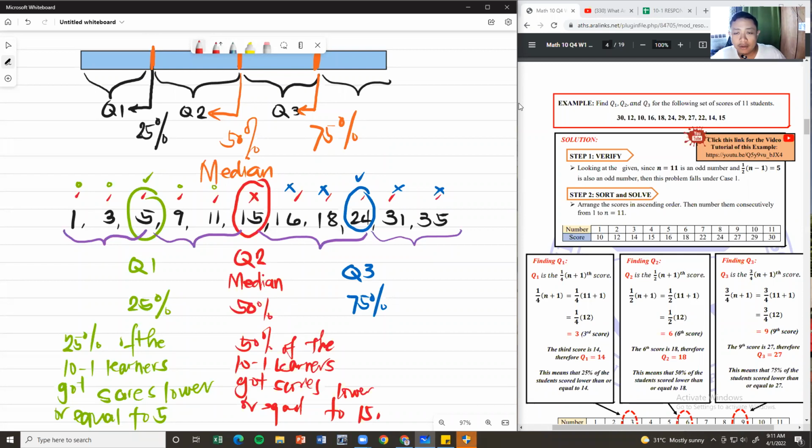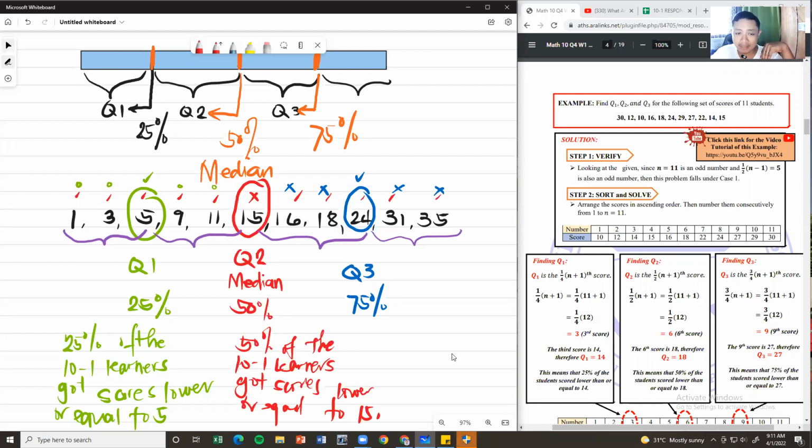So therefore, if you belong to the second quartile, or if your score is equal to 15 or lower than 15, then you belong to the lower 50% of the class. And on the other hand naman, if your score is greater than 15, then you belong to the upper 50% of the class naman. That's the other perspective of the interpretation.